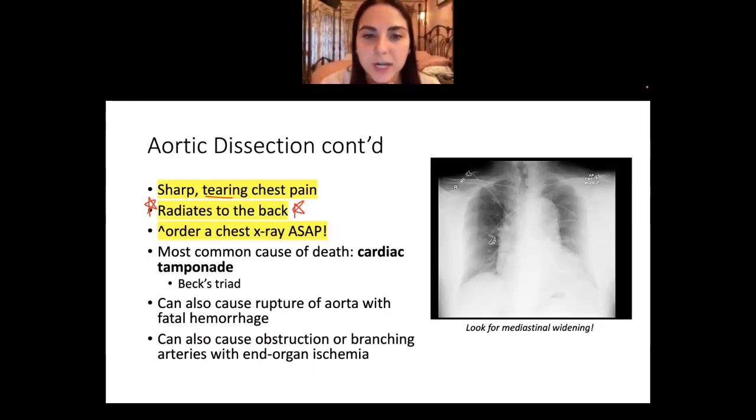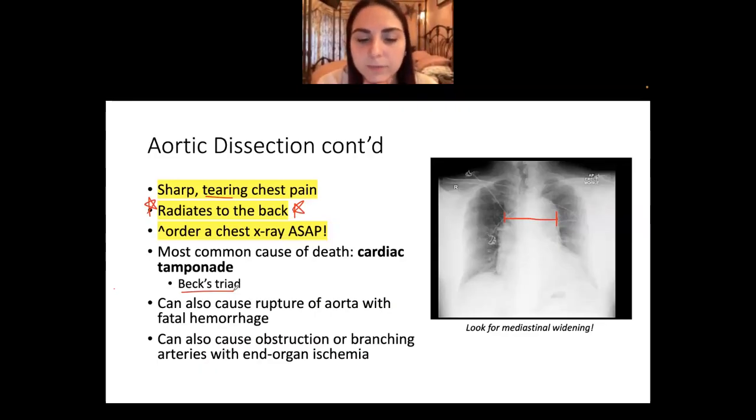This is when you want to order a chest x-ray. A lot of the time people order EKGs for chest pain, but if you miss that they might have a dissection, you will miss the mediastinal widening. That is a very common indication that the patient has an aortic dissection. The most common cause of death is actually cardiac tamponade, so look for Beck's triad. I put it on a future slide.